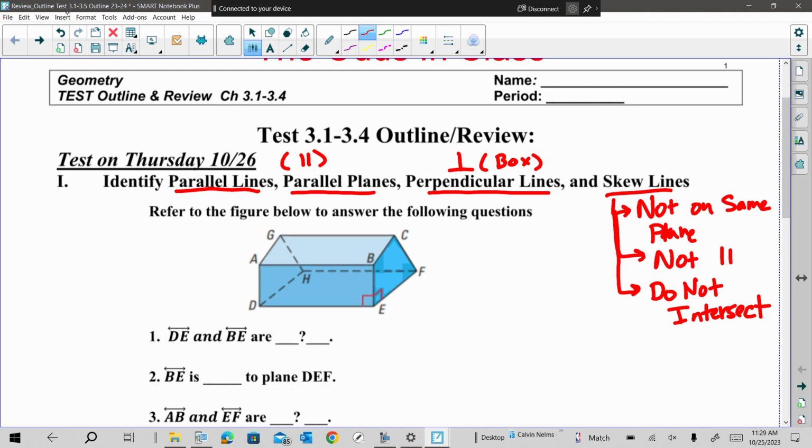These are the three types of lines I'm going to ask you to identify off of the diagram. I will give you the diagram. I will even tell you which line to focus on, or which two lines, or which line and plane. And you're going to tell me: are they parallel, perpendicular, or skew? The only other thing they could be is intersecting. So if they're neither of those, they'll just be intersecting.